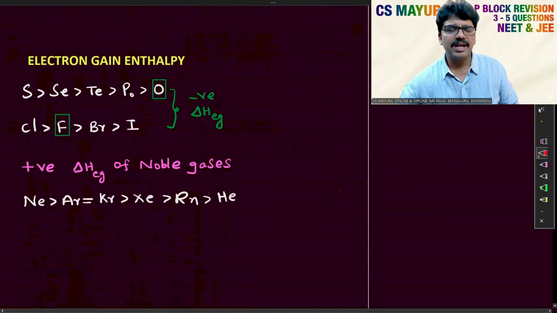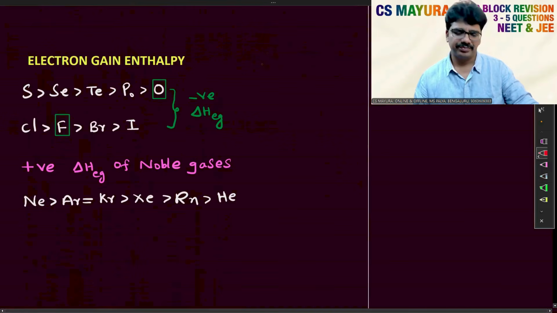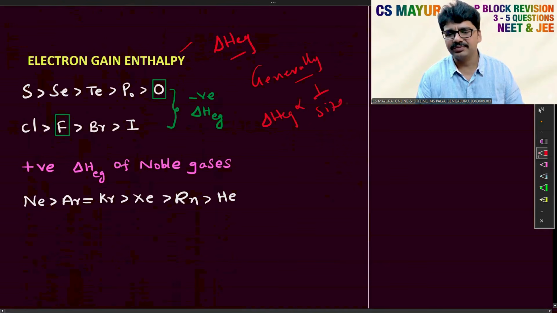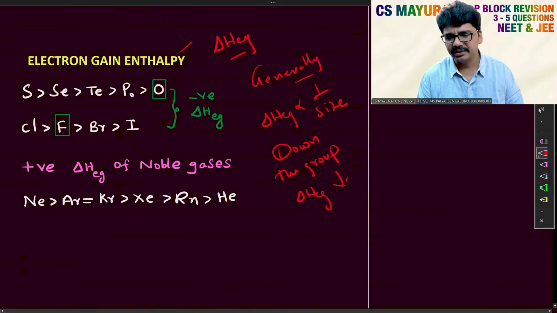Coming to electron gain enthalpy. When an electron is inserted in the outermost shell of any neutral gaseous atom, some amount of energy is released in general. How much energy is released is what we call electron gain enthalpy. Generally, this electron gain enthalpy is inversely proportional to size, so it decreases down the group.